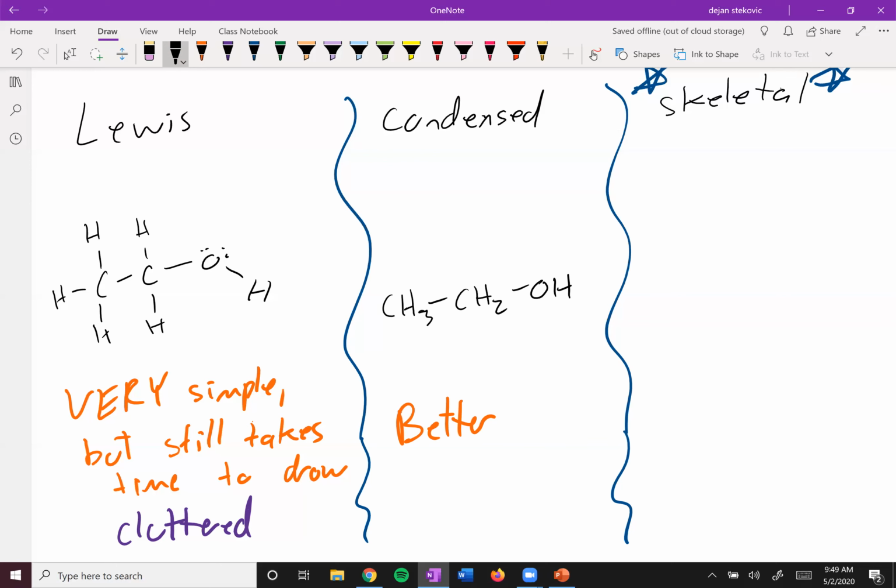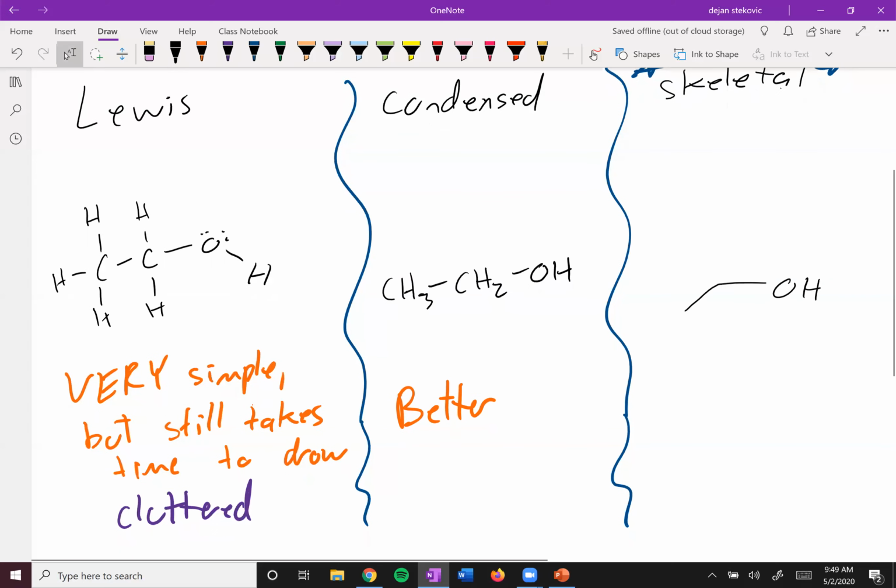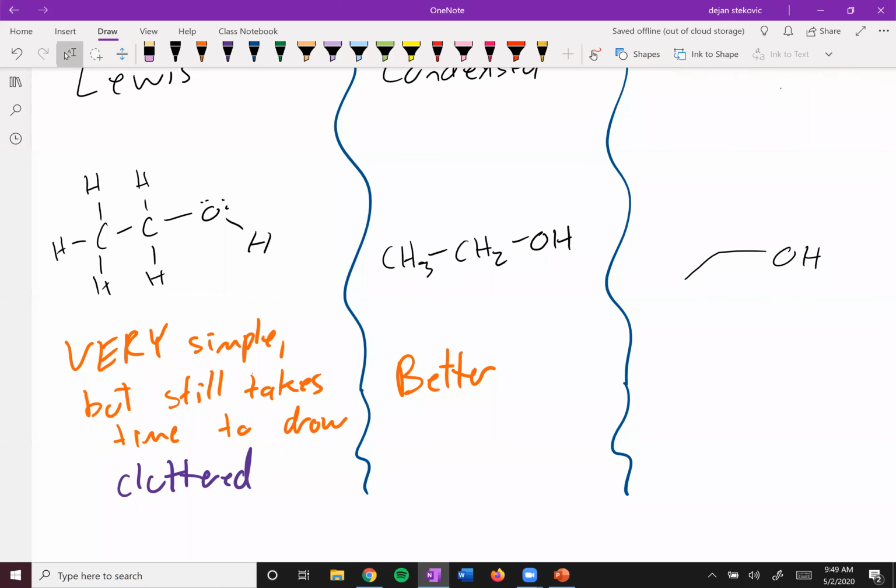So we finally move on to the skeletal structure, and this one's going to be the best one. So here's ethanol in the skeletal structure. And then boom, I'm done. Look at that. Half a second to draw ethanol. And so this is the best one. And this still contains all of the same information that the Lewis structure does, assuming you know how to read it.